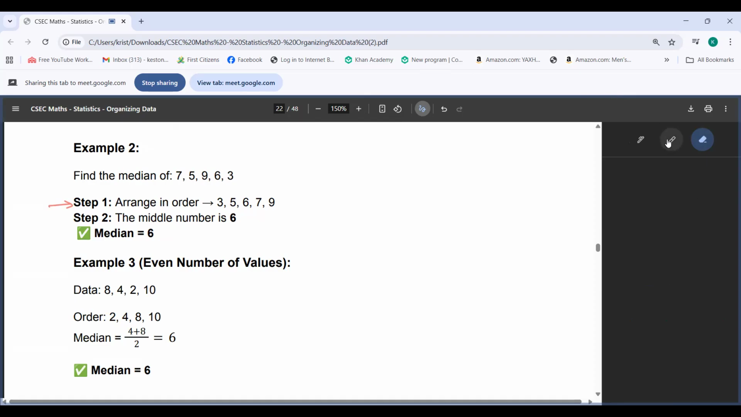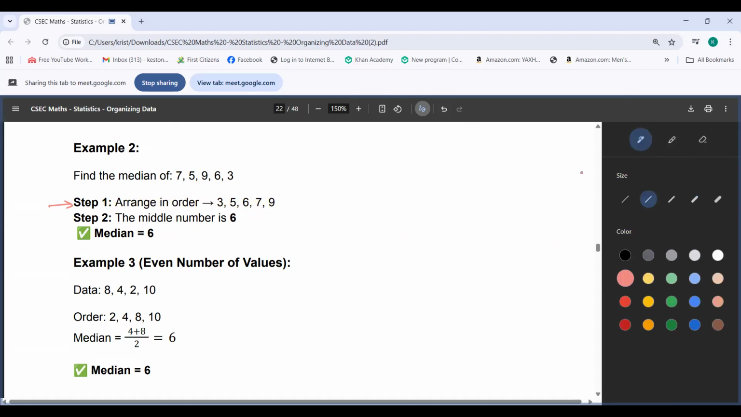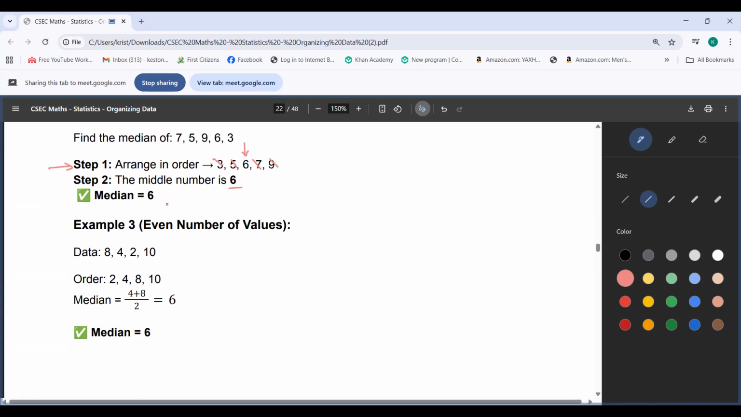So very important is that you must always arrange the observations, your data points, in order first before you can begin crossing values. Yeah? So once you arrange in order, then the next step is we are going to cross from end to end. When we cross from end to end, we have a middle value here that is 6, so our median is 6. Now, with even numbers, we do the same thing.